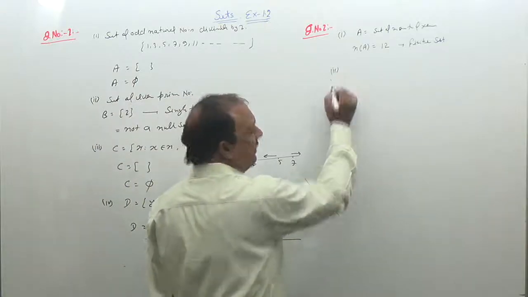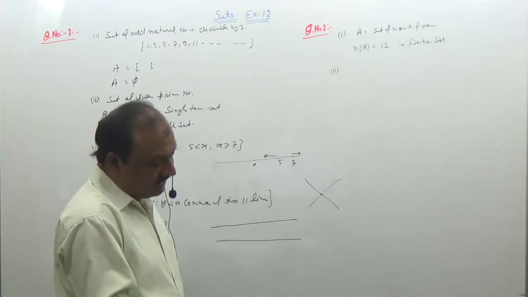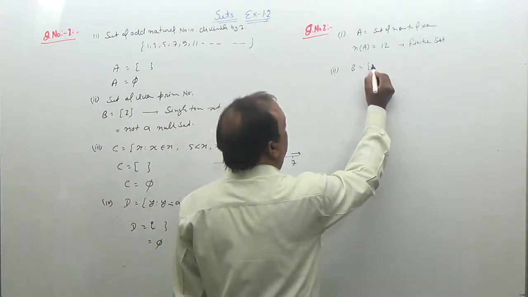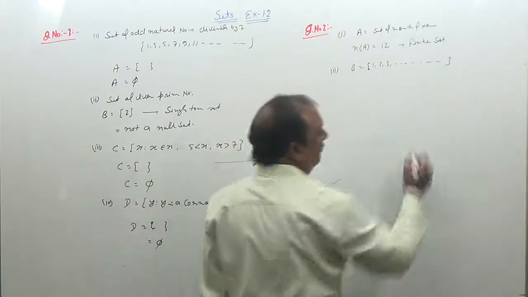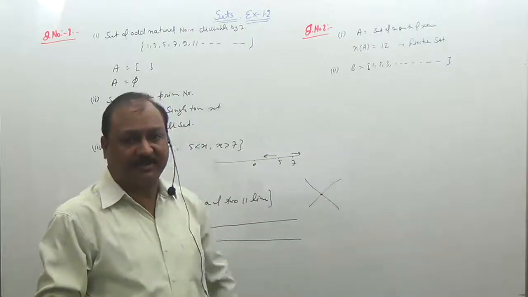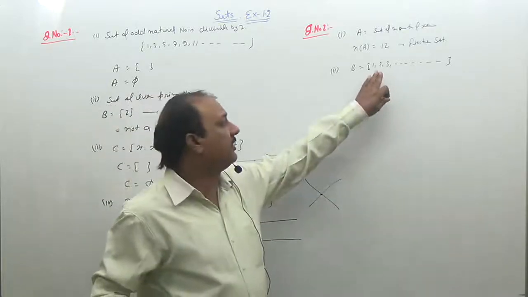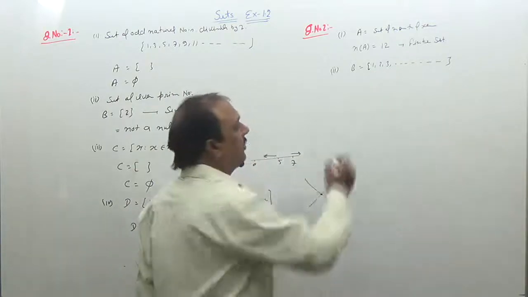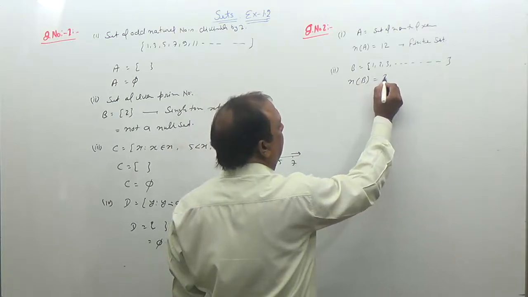Second is a set of elements 1, 2, 3, suppose denoted by B, a set of elements 1, 2, 3 and so on. So there is no ending point of this set. It may be a continuous process: 1, 2, 3, 4, 5, 6, 7, where it is going we do not know. So we cannot find out the elements of this set.